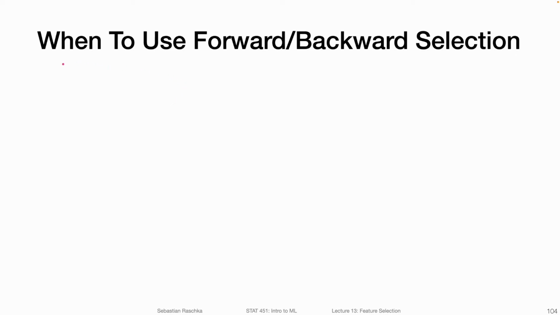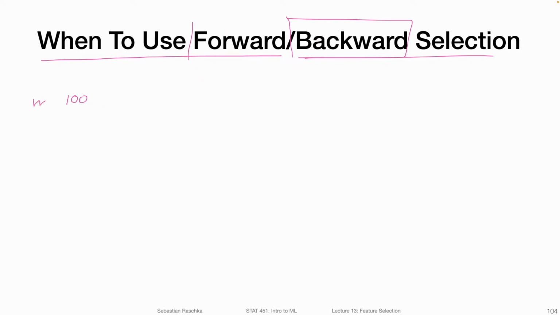Now the interesting question is when to use forward selection and when to use backward selection. If you are just interested in the best performing feature subset, it might make sense just to focus on backward selection as you have seen in the previous plots, because it can find feature subsets of optimal performance. Now, if you are interested in a fixed subset size, then I would differentiate between forward and backward selection.